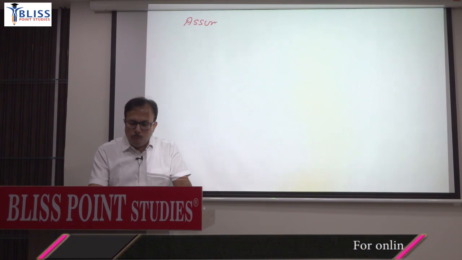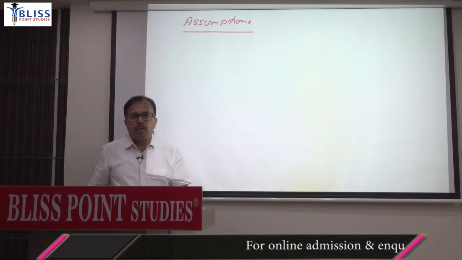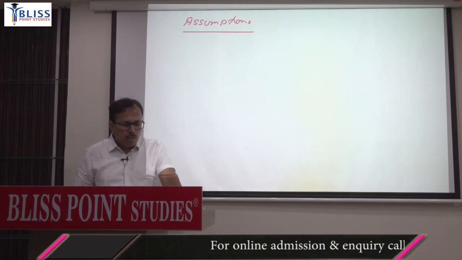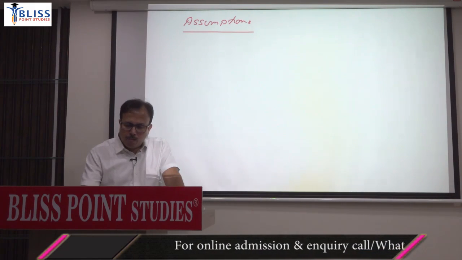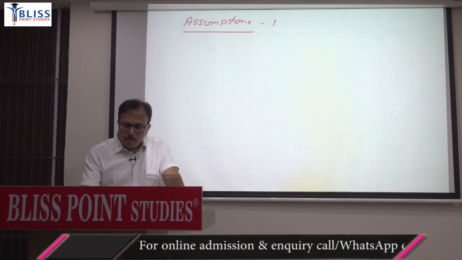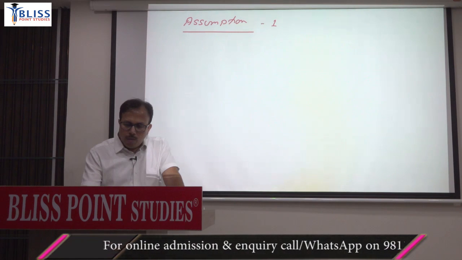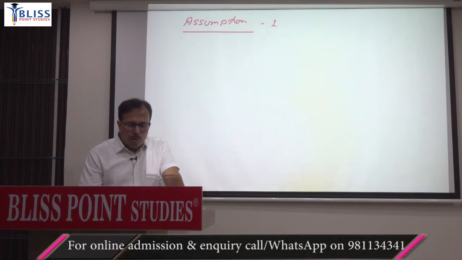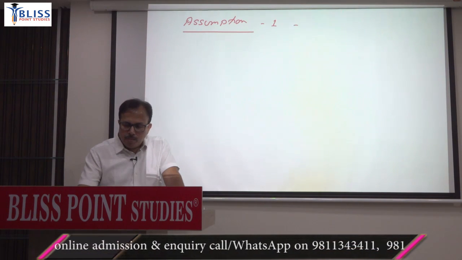Now there are certain assumptions on which preference is based. So the entire chapter on preference is based upon some assumptions. So assumption number 1 is talking about completeness.